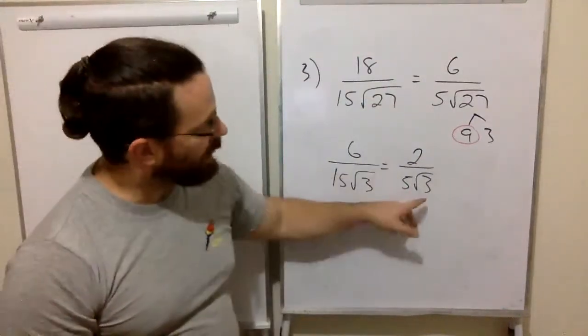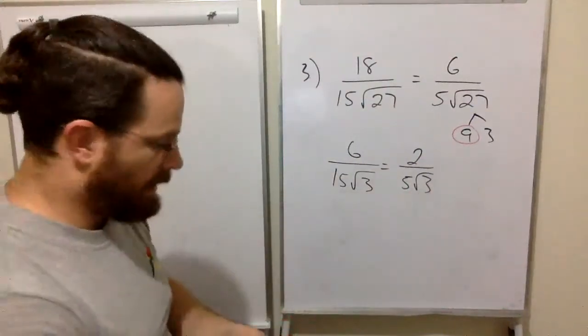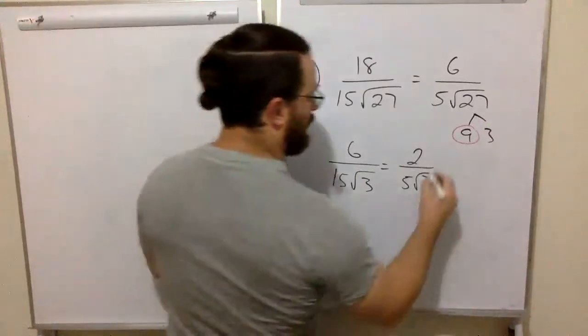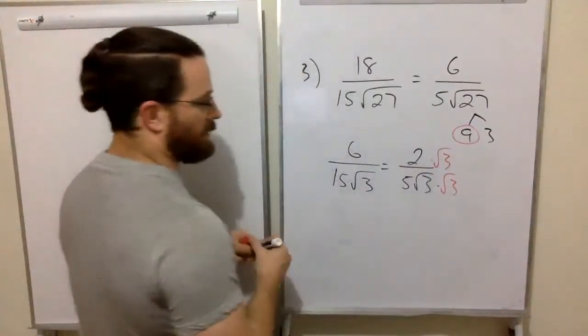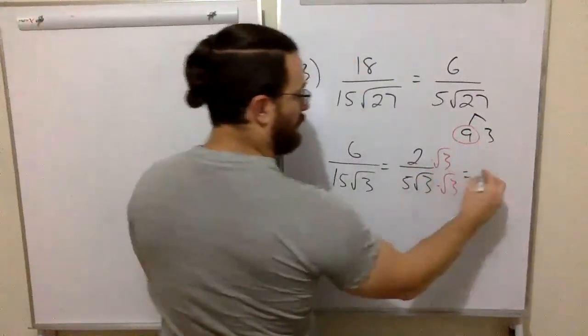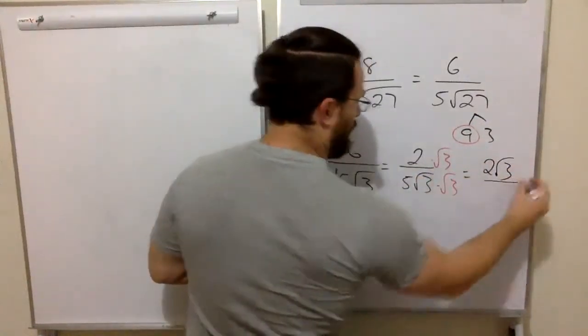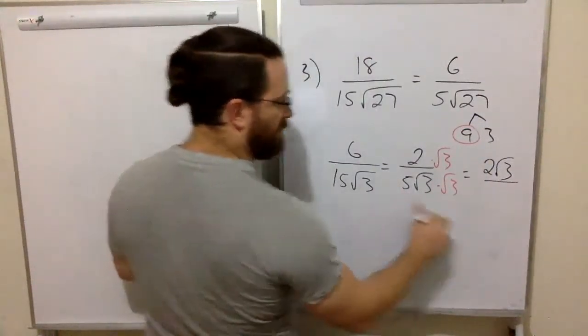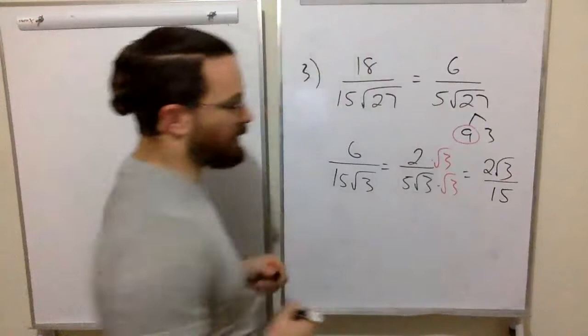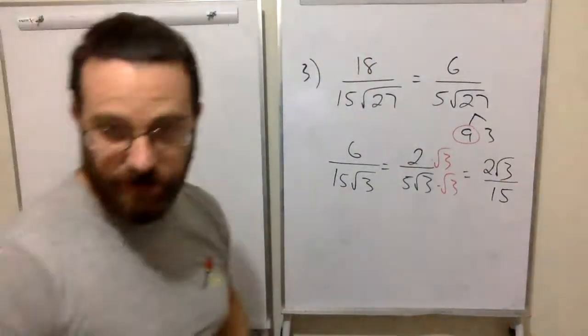After that, since I still have a radical in my denominator, I'm going to have to multiply top and bottom by radical 3. So now 2 radical 3 is what you get on the top. On the bottom, radical 3 and radical 3 is just 3. 3 times 5 makes 15. So you should get 2 radical 3 over 15.